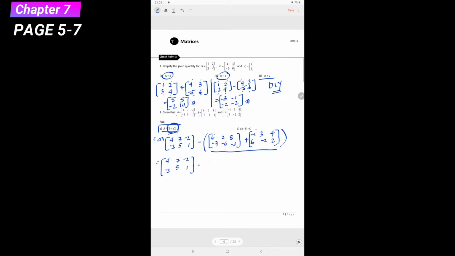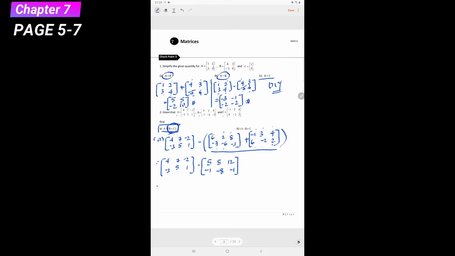6 plus negative 1 is 5. 2 plus 3 is 5. 8 plus 4 is 12. Negative 7 plus 6 is negative 1. Negative 6 plus negative 2 is negative 8. Negative 3 plus 2 is negative 1. Okay, then barulah kita tambah dua-dua matrices ni.